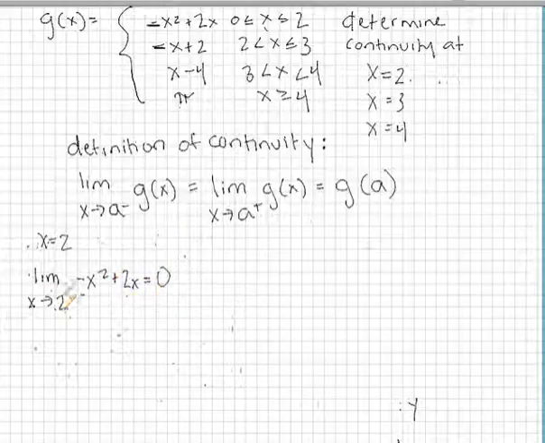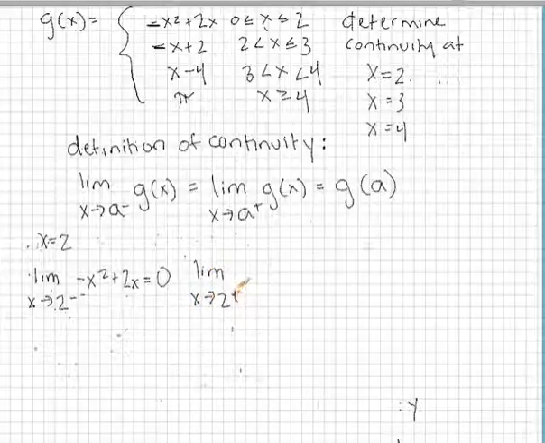Now let's look at the limit as x approaches 2 from the right. As x approaches 2 from the right, I'm actually at the second piece of the function. So I'm going to plug in the second piece. I can plug 2 into this function here, and I'll just end up with negative 2 plus 2 is equal to 0. So these two limits are the same.